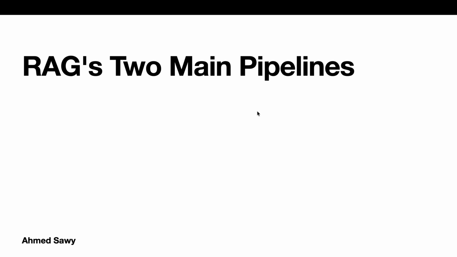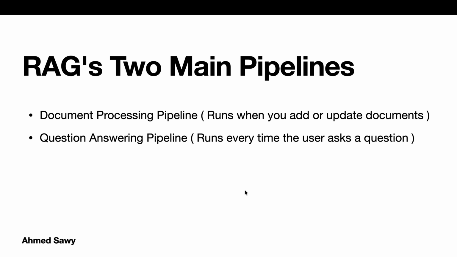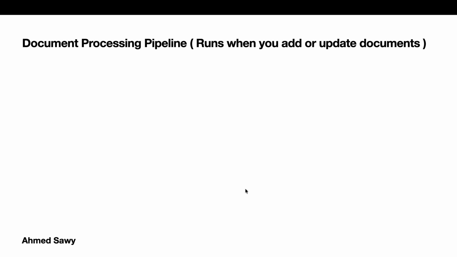RAG has two main pipelines. The first pipeline is related to document processing, and we run this pipeline when you add or update any documents. And we have another pipeline, the question answering pipeline, and we run this pipeline every time the user asks a new question. So the first pipeline is the document processing pipeline.